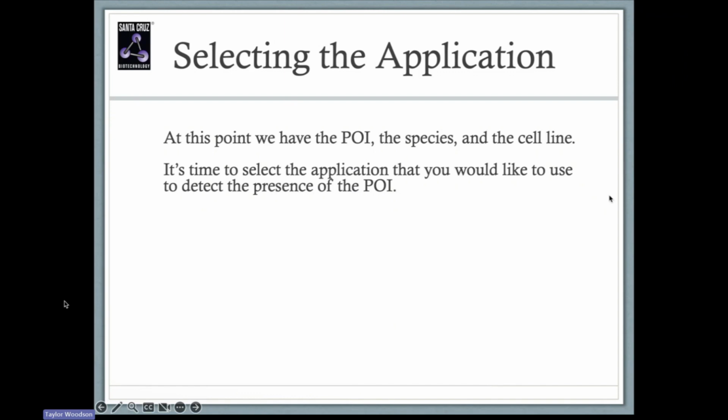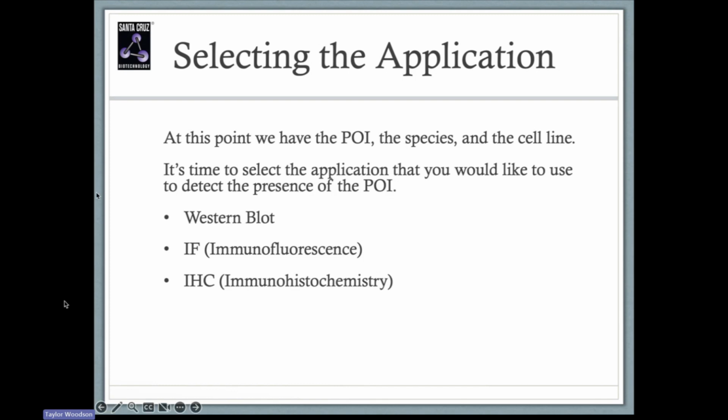Right? But if you were just talking to a researcher, this is going to be something that you need to ask them. Okay, are you wanting to do Western blot? Or are you wanting to do immunofluorescence? One of these applications. So here are some of the examples that we often see with using antibodies: Western blot, IF, IHC, ELISA, and immunoprecipitation.